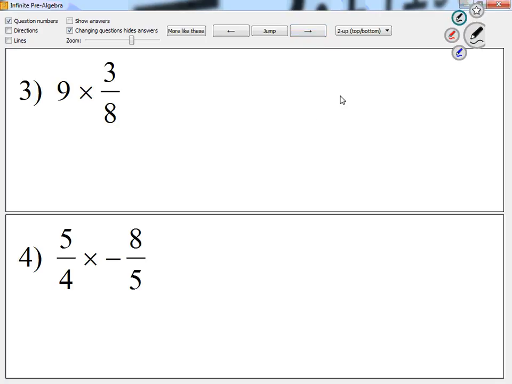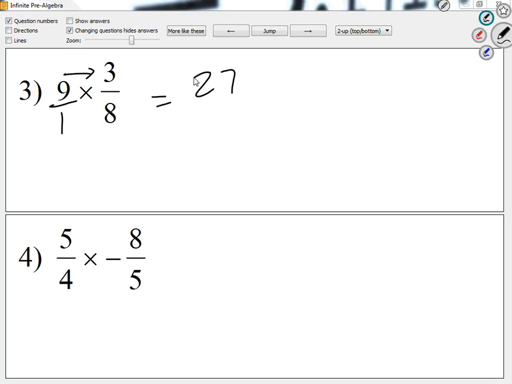Looking at question number 3, I need that as a fraction, so I'm going to put a 1 at the bottom. I notice that 3 and 9, I can divide each by 3, but I can't do these because they're both from the top. Remember I said simplify as long as one's from the top and one from the bottom. So there's nothing I can do, so I'm just going to multiply straight across. 9 times 3 is 27. 1 times 8 is 8. Bigger numbers on top, so I have to divide 27 divided by 8.